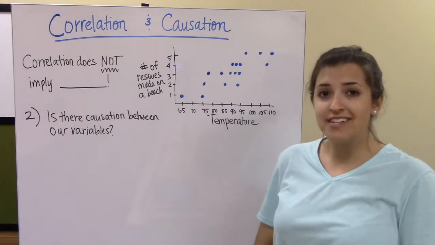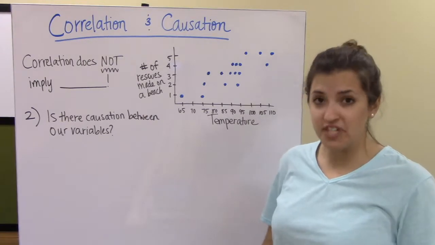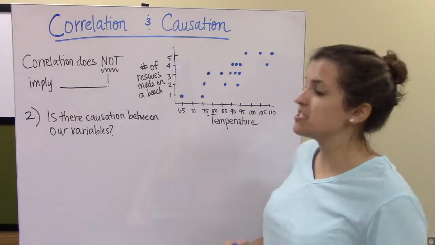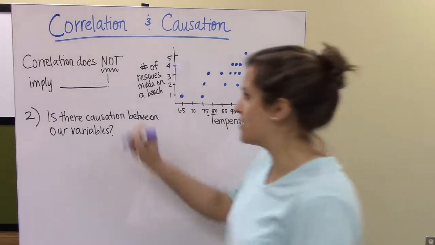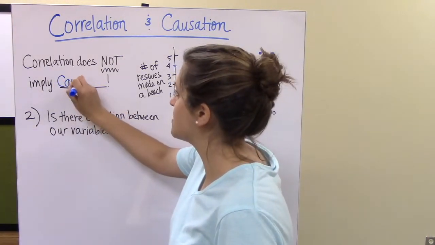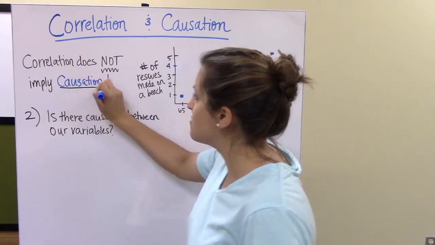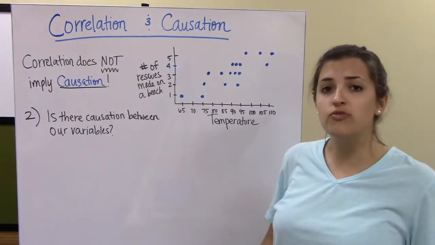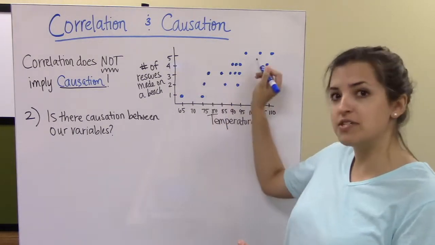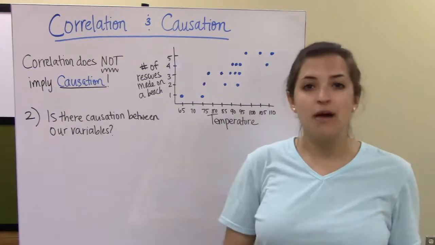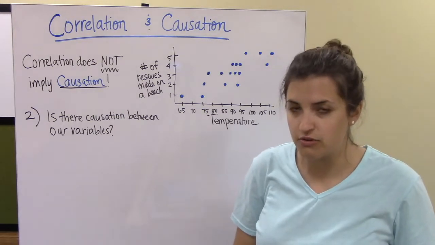I would say the main takeaway that I want you to take from this video is that correlation does not imply causation. Let's talk about what that means. So this guy right here is causation. And what I mean by that is that even though 2 variables might be correlated to each other, so even though one may increase as the other increases, it does not mean that one causes the other to increase.